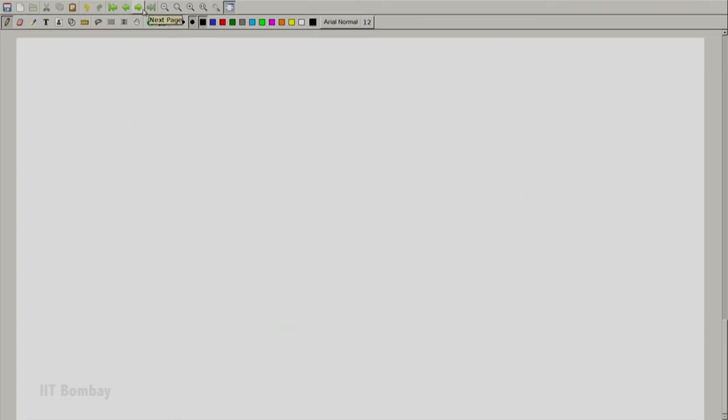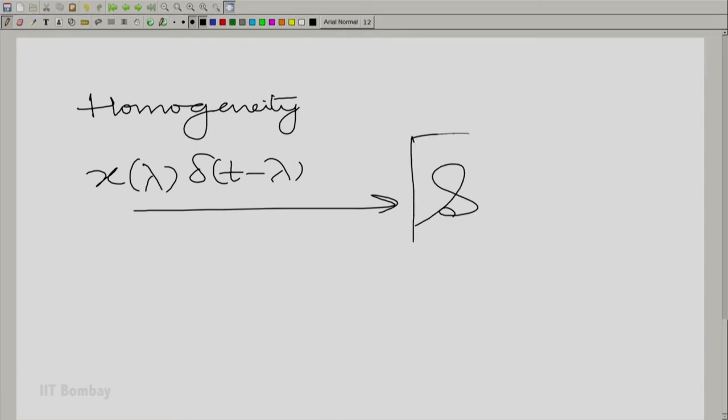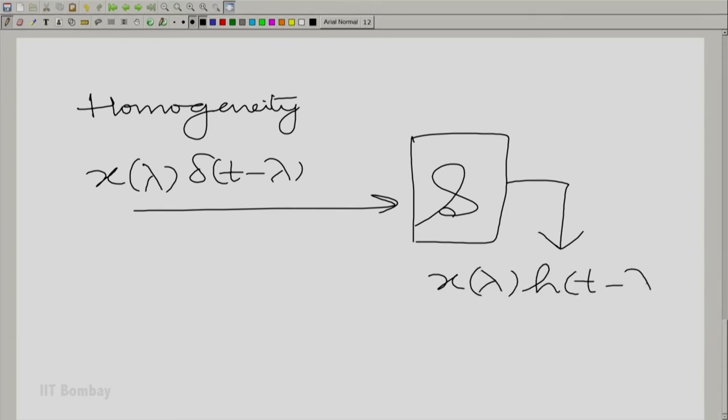So, what does homogeneity tell me now? Homogeneity tells me when I apply x(lambda) times delta(t minus lambda) to the same system, which is also shift invariant, I should get x(lambda) times h(t minus lambda).